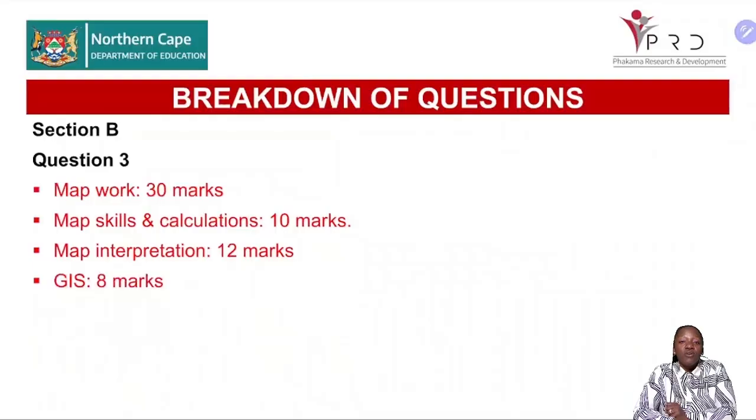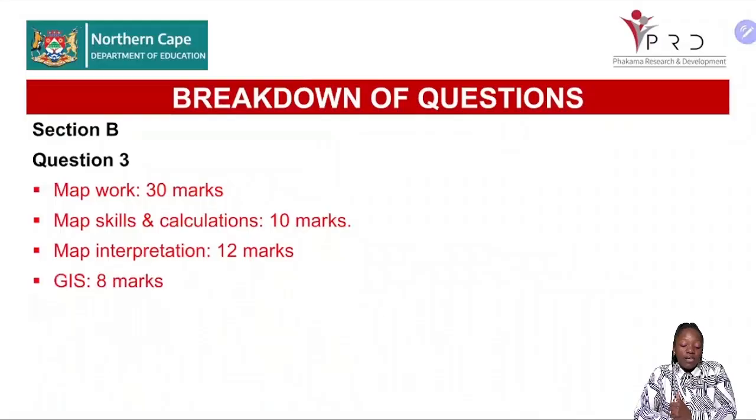In your section B, you will have your question 3. Under your question 3, you're going to have your map work. Remember, your map work will give you 30 marks. To further break down these 30 marks, you will have your map skills and your calculation with 10 marks. That is your figure 3.1.